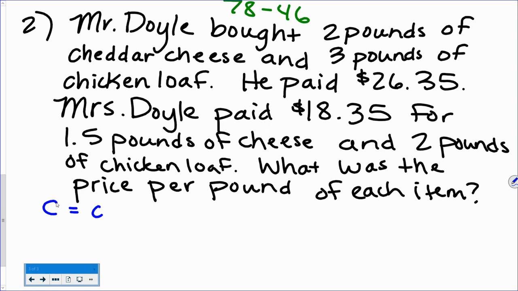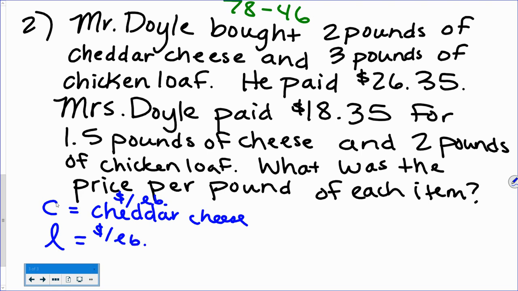So C will represent the price per pound of cheddar cheese. All right, what do you want to use for a chicken loaf? L. Make sure if you use an L, either use capital L or a cursive L. All right, don't write L like this. That'll look like a 1, okay? I'm gonna use cursive L because that's more common in math. All right, so this would be price per pound for chicken loaf.